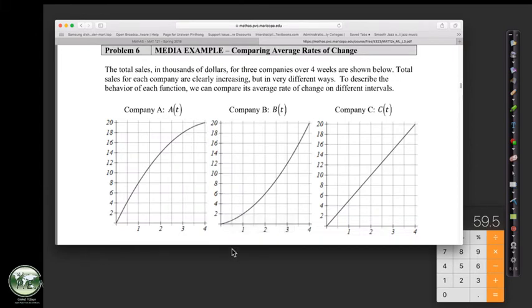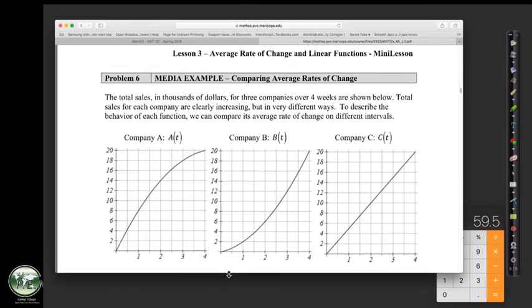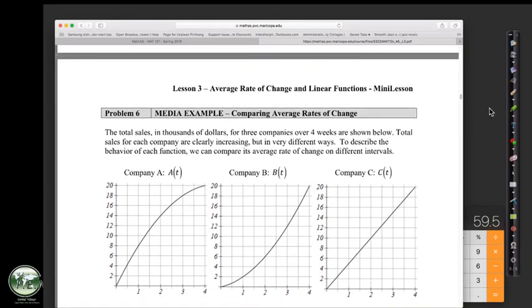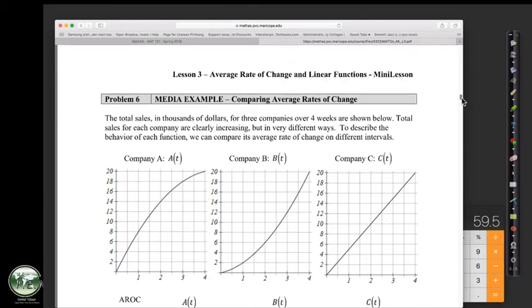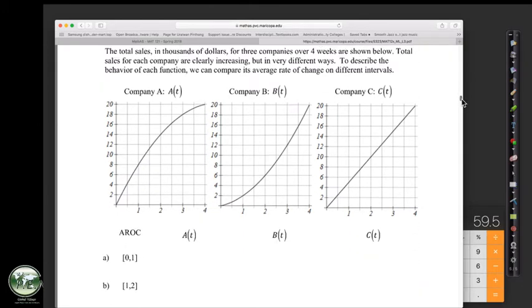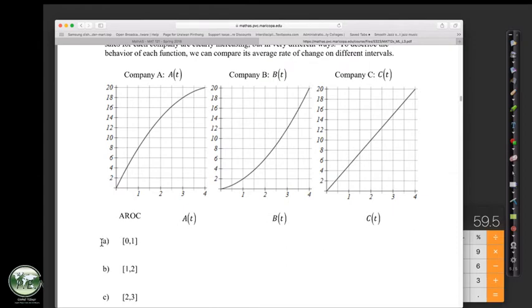Okay, let's make this a little bit longer. This is a media example, so I'm just going to discuss it, but if you want to see it in great detail, you can watch the video on it. Okay, so what they're asking us here is, for the A question, from X equals 0 to X equals 1. So from this point to this point, to find the average rate of change on each of these. And so they'll find the average rate of change for both of those.